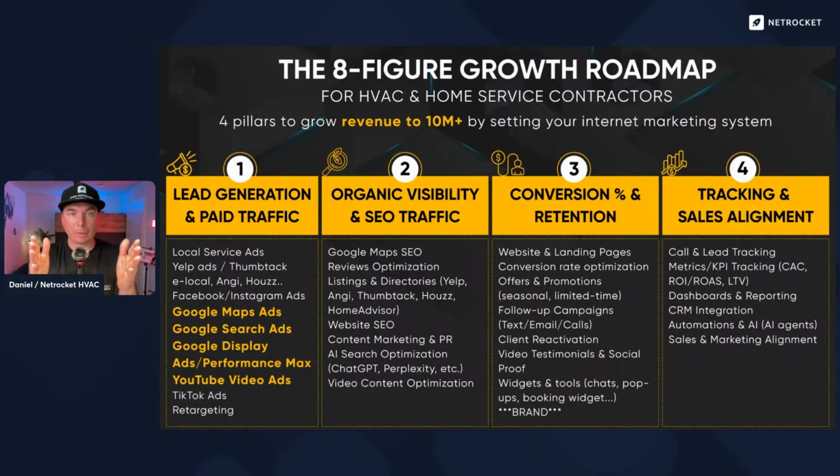And this is the 8-figure growth roadmap screenshot. We usually have 4 pillars which we discuss on how to build the system. We are right now in pillar number 1, where paid traffic and lead generation is. We're on Google Maps ads, Google Search ads, Google Display, Google Performance Max, and YouTube ads. We're covering this in today's meeting.